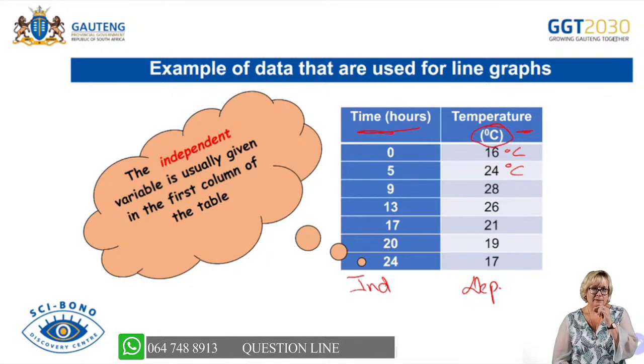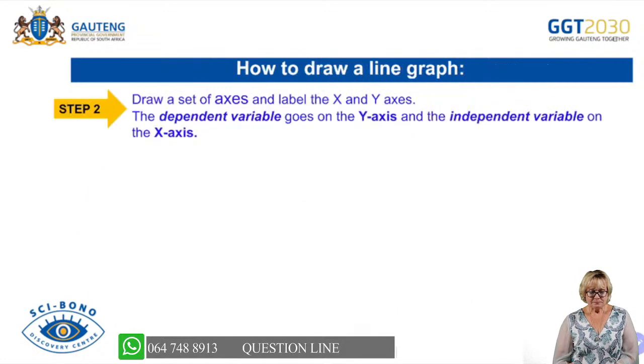If I'm not sure, and there's a table given, look at the table. And the first column is normally the independent variable. So this is a hint for you that you must remember. How to draw a line graph? How do we do this? How do we draw a line graph?